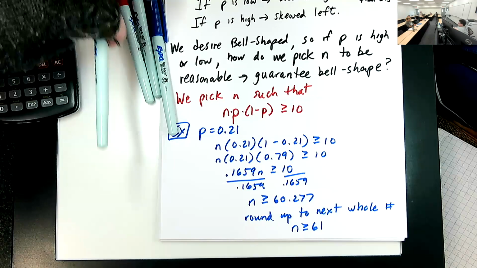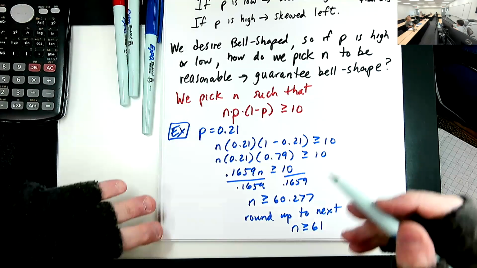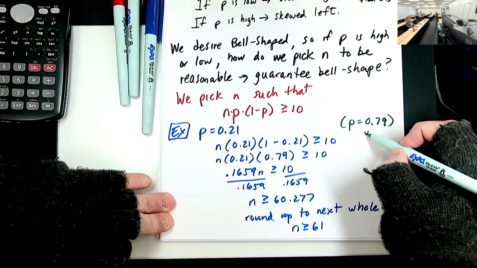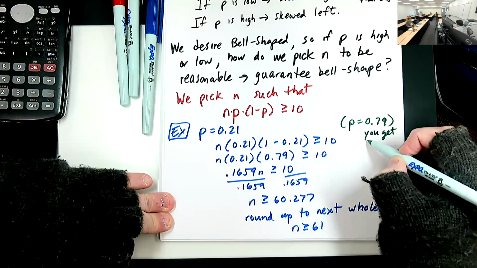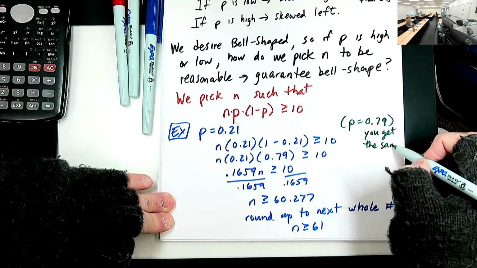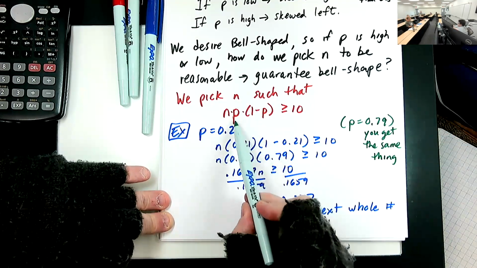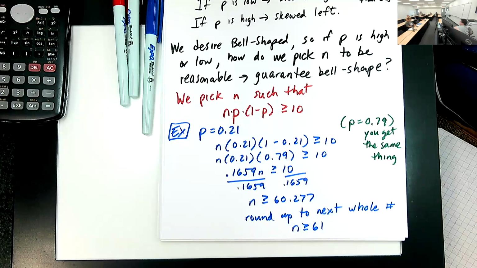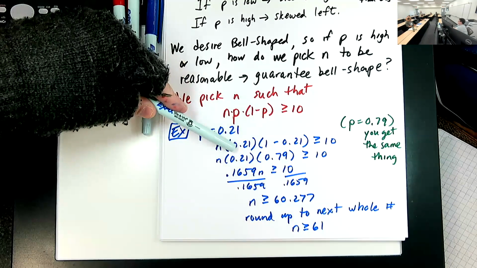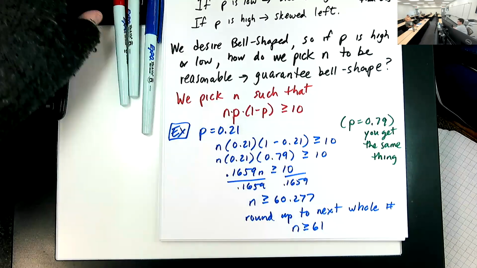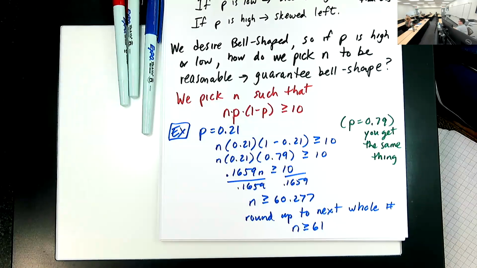Funnily enough, if you work this out for p equals 0.79, you get the same thing, because we have that p and 1 minus p. The 1 minus p will turn out to be the 0.21 if I do 0.79. Let's do a quick example with the middle one, p equals 0.5.